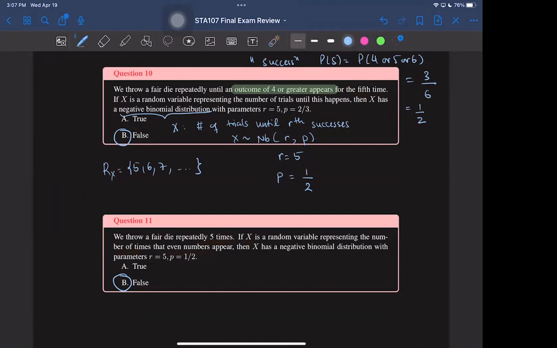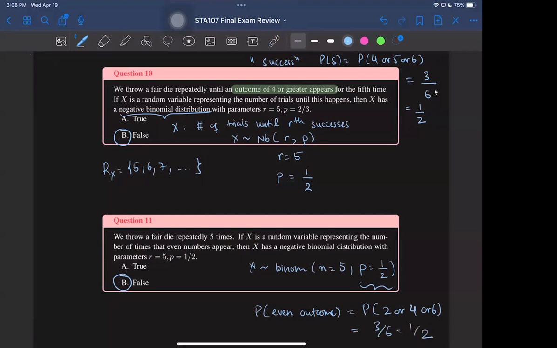Therefore, X has to follow a binomial distribution with n equal to 5, and the probability of success in each trial is 1/2 because we define success as getting an even number. The probability of rolling a dice and getting an even outcome is the probability of getting 2 or 4 or 6, which is 3/6, 1/2. Here the number of trials is fixed, and the number of successes is what we are interested in. Does this make sense?